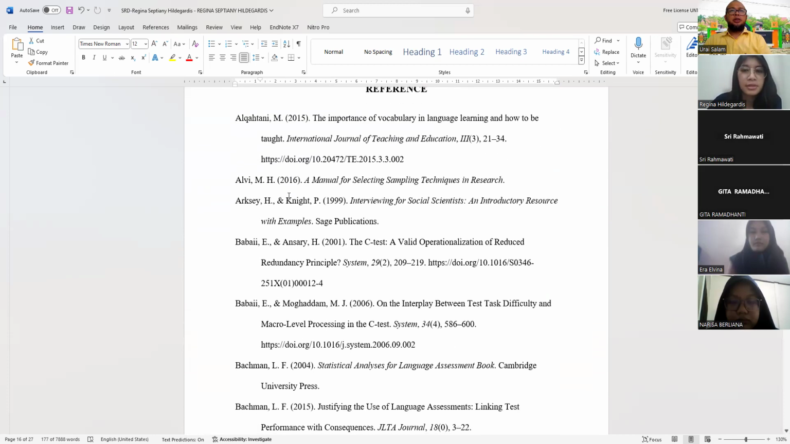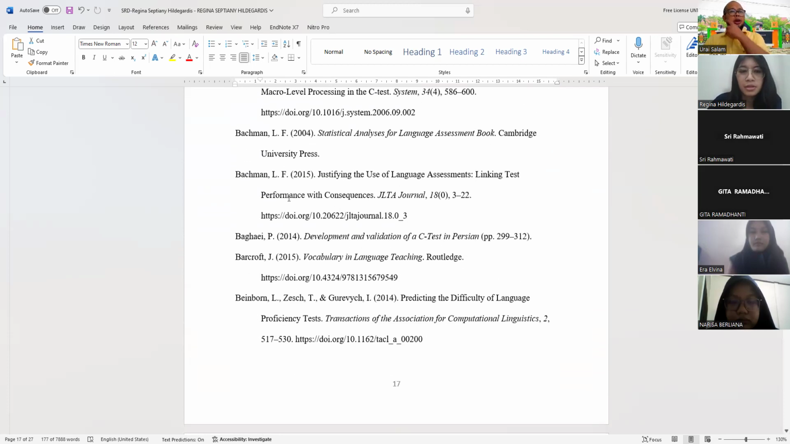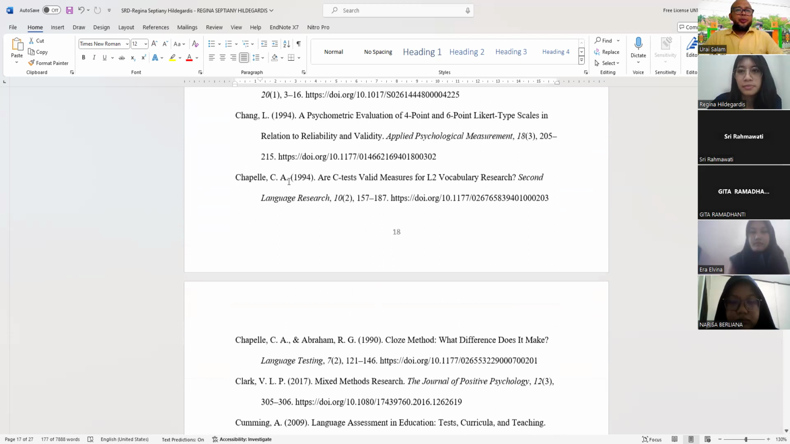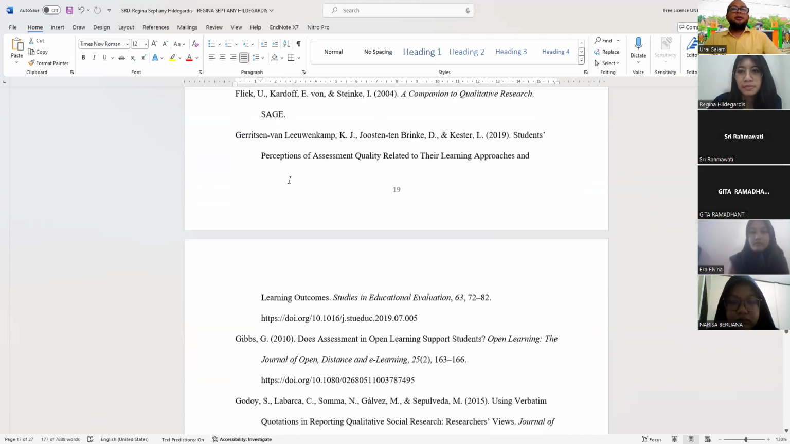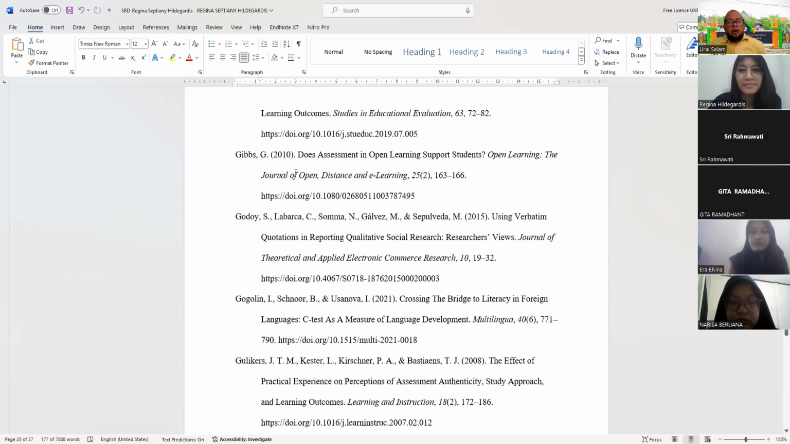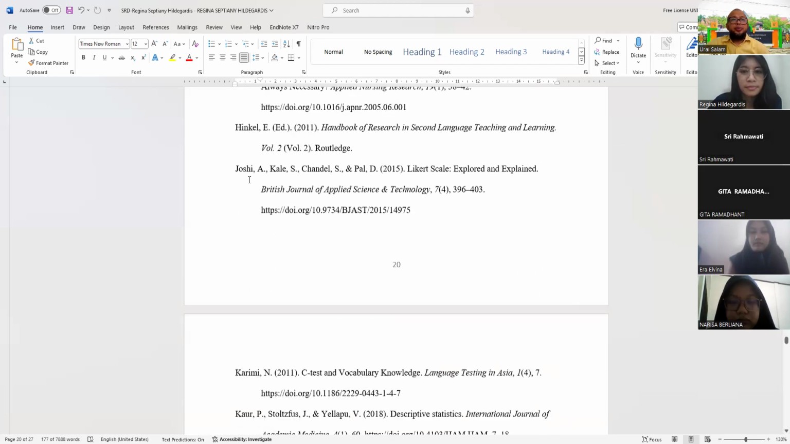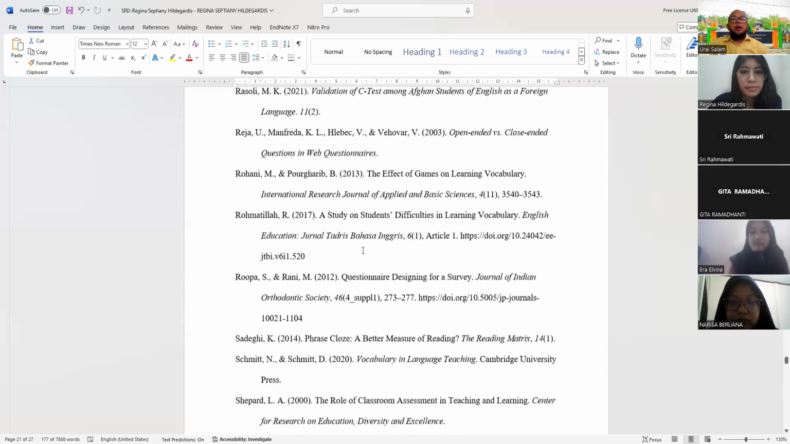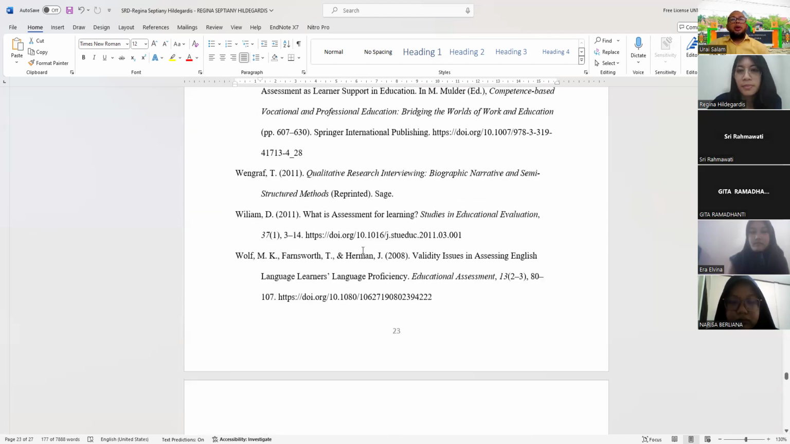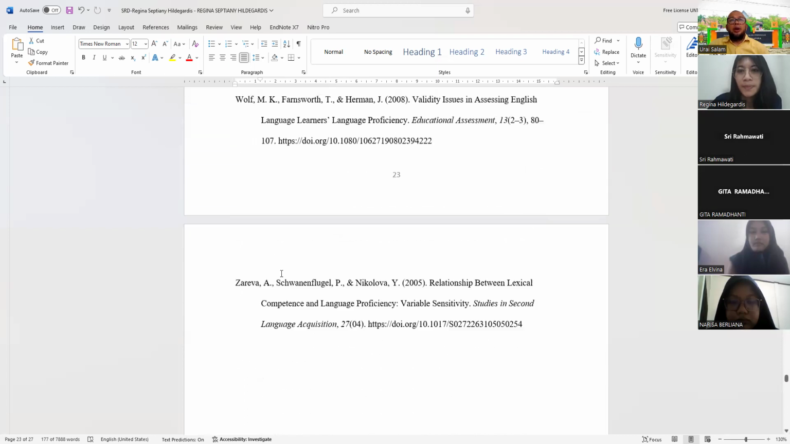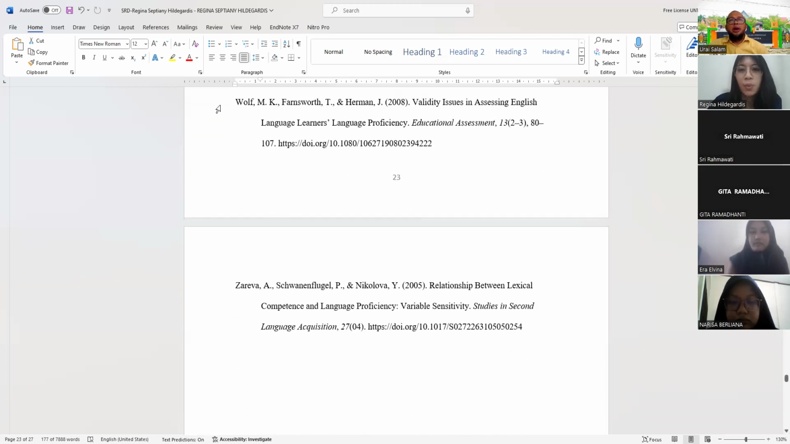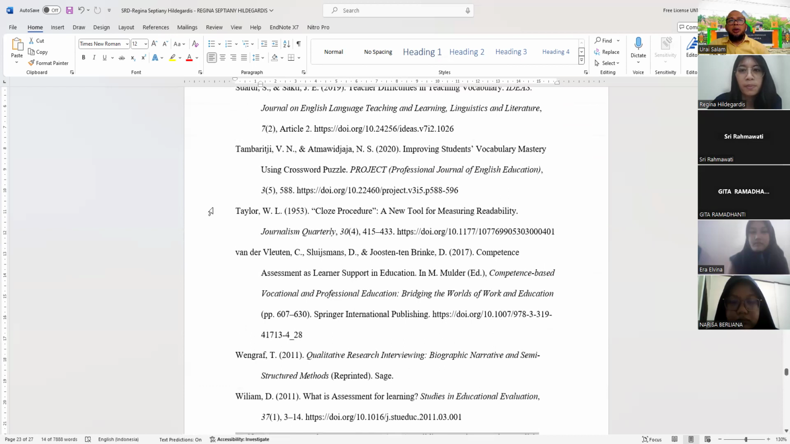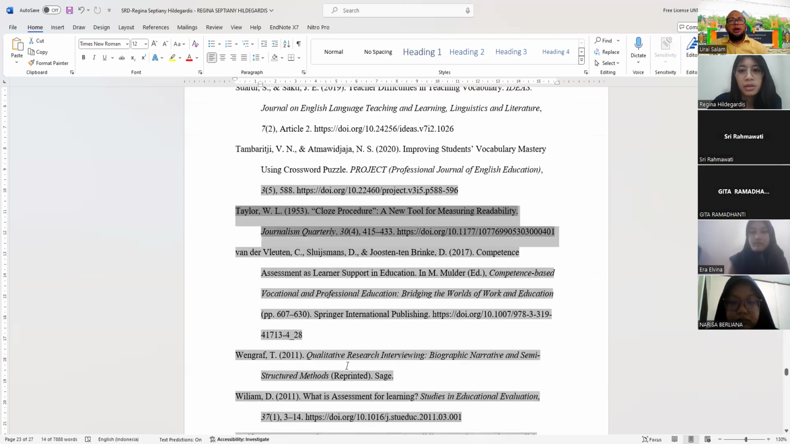Okay, reference at a glance is okay. Have to be consistent. I think the format should be only single line, but between the entries you can have double. For example, like this.